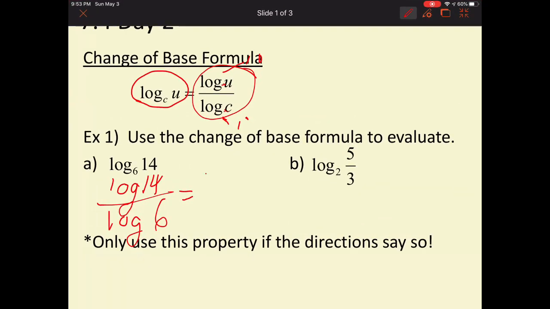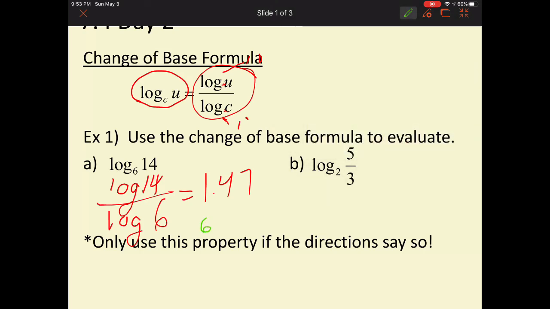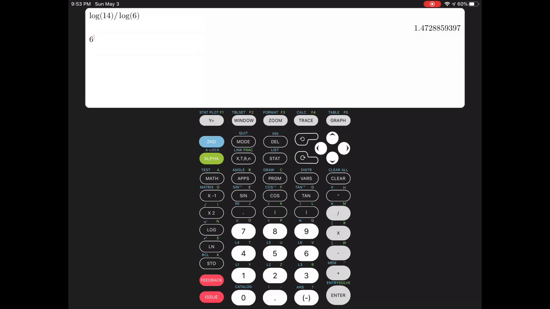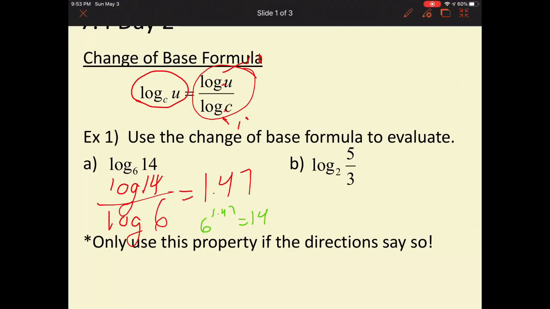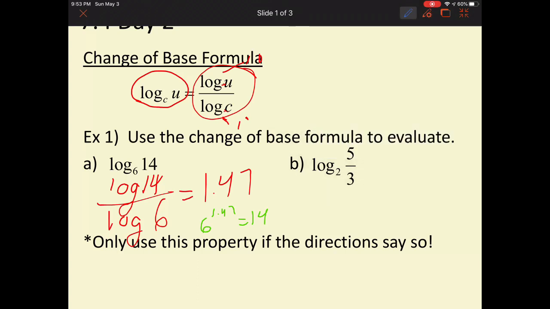Now, what that means is that 6 to the 1.47 is 14. That's what that means. 6 to the 1.47 is going to be like 13.99 because I rounded. Okay, because there's a round there, but that's what it means. So when you're trying to figure this out, when you wonder 6 to the what is 14, then you can use change of base to figure it out.